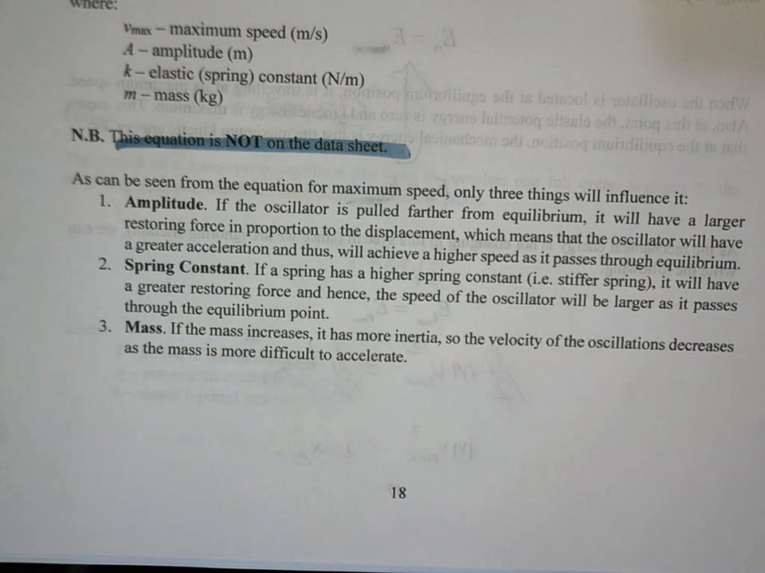And if you think about it for a little bit, it makes sense. The amplitude: the farther you stretch this thing away from equilibrium, the greater the force, the greater the change in velocity. So it's going to pick up speed much quicker. Spring constant: if you have a stiffer spring, it's going to exert a larger force. It's going to give you a larger change in velocity. And then mass: if you have a larger mass, it's going to be much more difficult to accelerate, by inertia. So bigger mass, smaller acceleration. And then that smaller acceleration is going to lead to a smaller change in velocity, so you're not going to have as large of a speed.